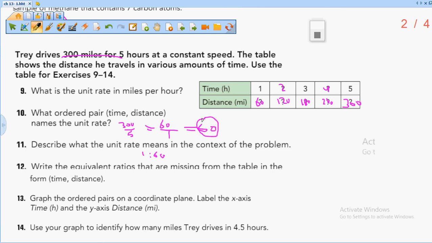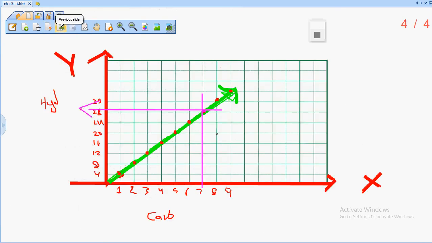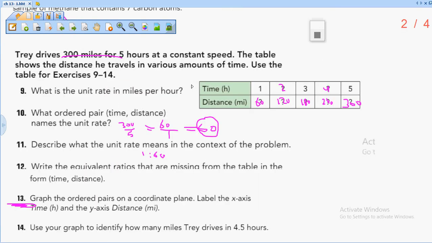Okay, now again, if we want to represent or graph the ordered pairs here on a coordinate plane, we have to follow the same procedure like this example. You have to put the time on the x-axis and the distance on the y-axis, and then you have to graph them. Okay, boys?